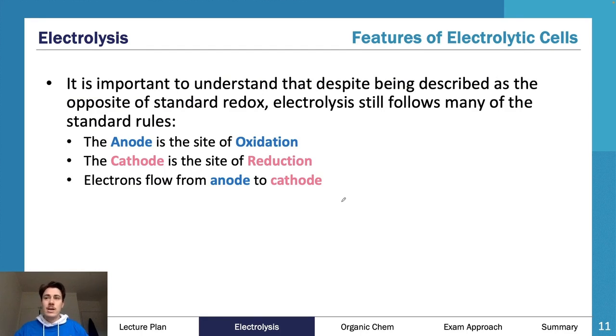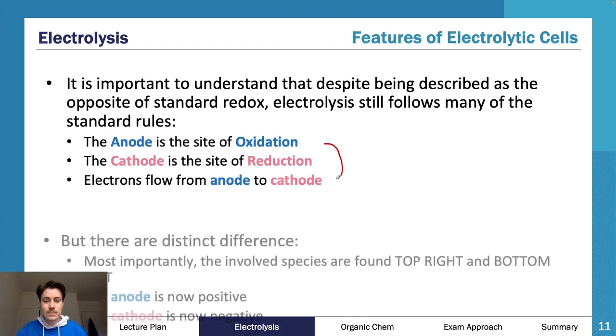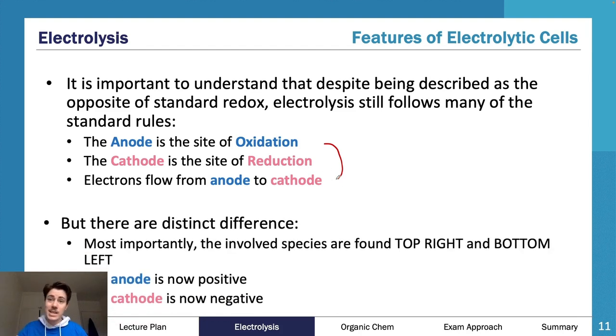So features of an electrolytic cell: the anode stays with oxidation and the cathode stays with reduction, or reduction occurs at the cathode and oxidation occurs at the anode. The electrons still flow from anode to cathode. None of this changes. This is all the same. What has changed is that the anode is now positive and the cathode is now negative.